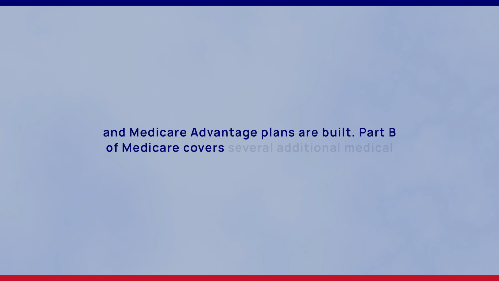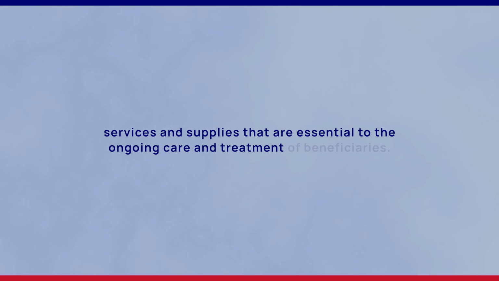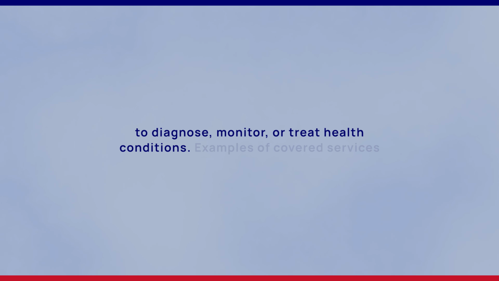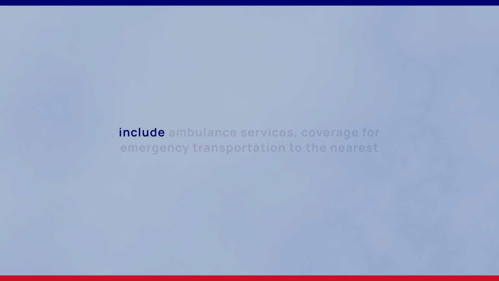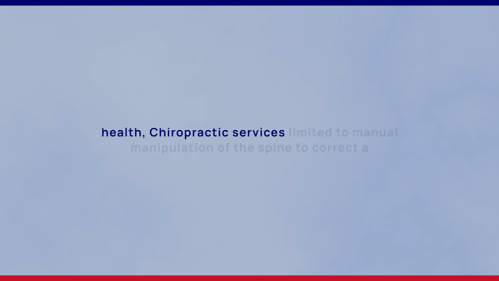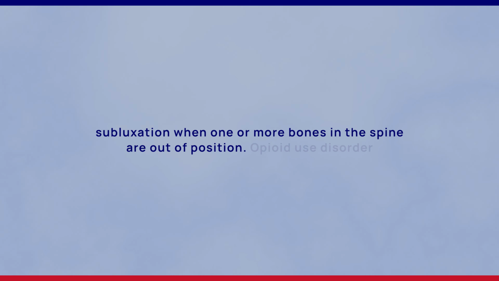Part B of Medicare covers several additional medical services and supplies that are essential to the ongoing care and treatment of beneficiaries. These services may not require inpatient hospital admission, but are medically necessary to diagnose, monitor, or treat health conditions. Examples of covered services include ambulance services, coverage for emergency transportation to the nearest appropriate medical facility when other transportation could endanger the individual's health; chiropractic services, limited to manual manipulation of the spine to correct a subluxation when one or more bones in the spine are out of position.